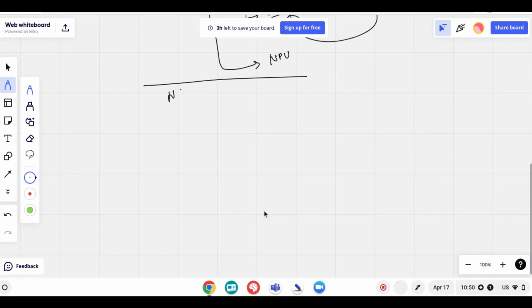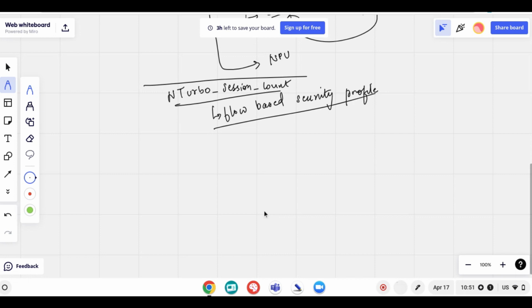So these are all features of nTurbo and NPU session count. These are in the types of firewall models that are there. Now, if you look at your evaluation VM, you cannot see those types of nTurbo session counts. It is only for the flow based security profile. As we already covered in our previous lecture, there are two types of security profile under the Fortinet firewall. One is proxy based and one is flow based. So if you are using flow based, then only nTurbo comes into the picture.